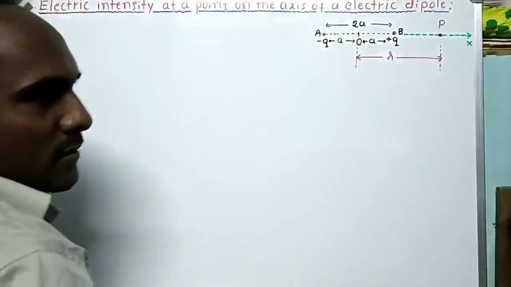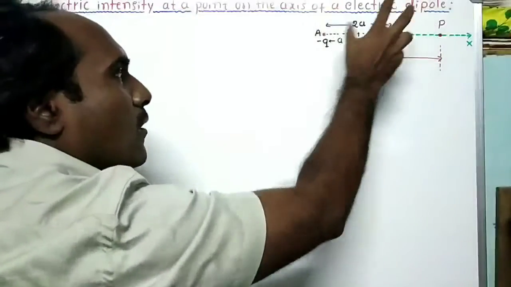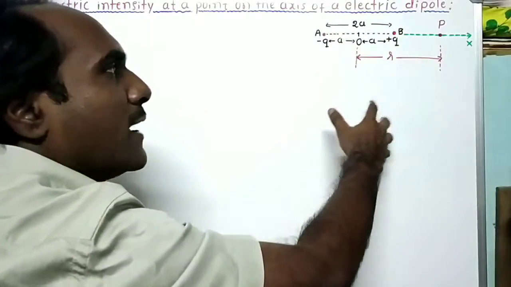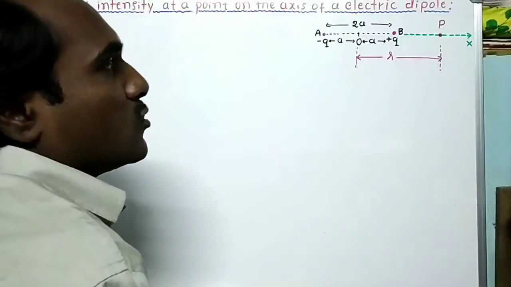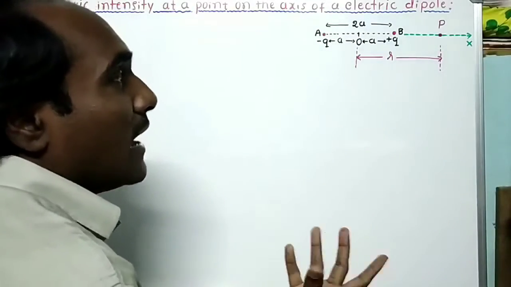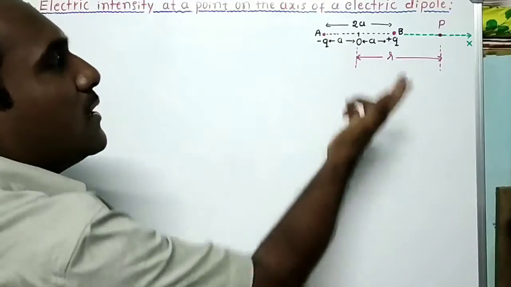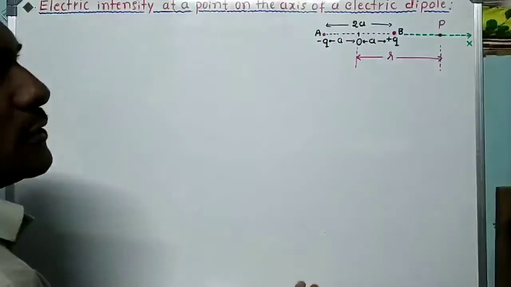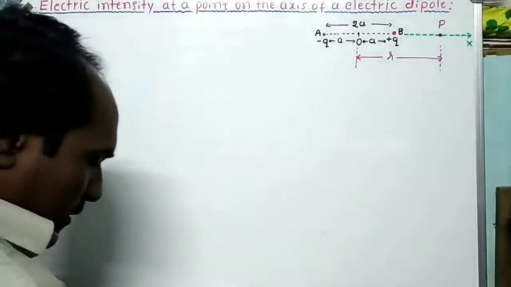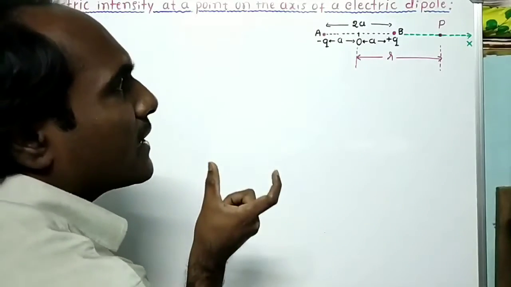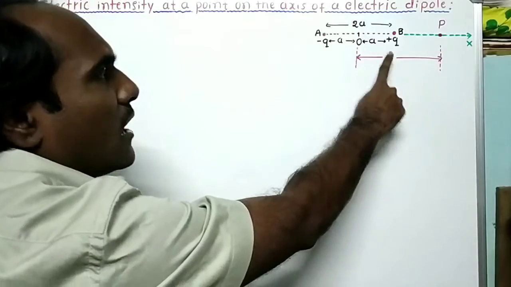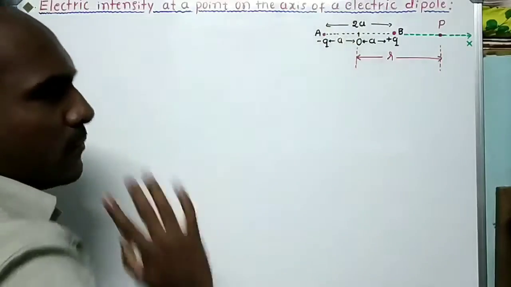ಫೋರ್ಸ್ ಅನ್ನು ಉಂಟು ಮಾಡ್ತದ? The electric field of this dipole is going to exert a force on that unit positive charge. How much is that force, that gives electric intensity at a point P due to the dipole, that we are going to derive. ಹಾಗಾದ್ರೆ let P be a point on the axis of electric dipole at a distance r from the center O of the dipole.